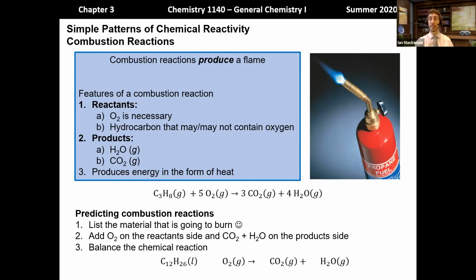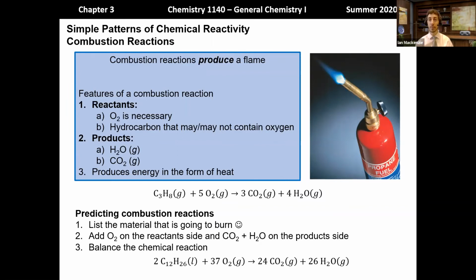Then the third step is now we simply balance the chemical equation. We go through, and as we did at the beginning of this chapter, we would start with the element that appears in the least number of formulas, and then move on sequentially to balance a chemical equation. And we can do that here to provide a balanced combustion reaction.